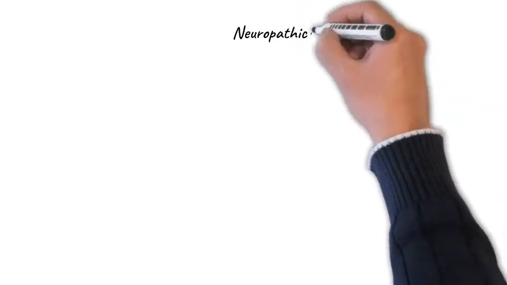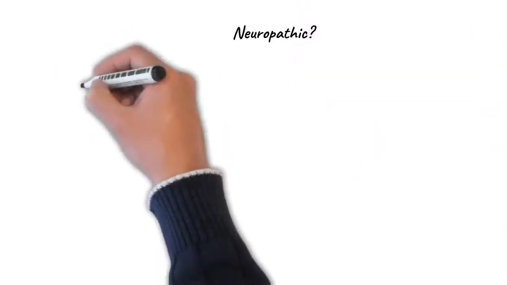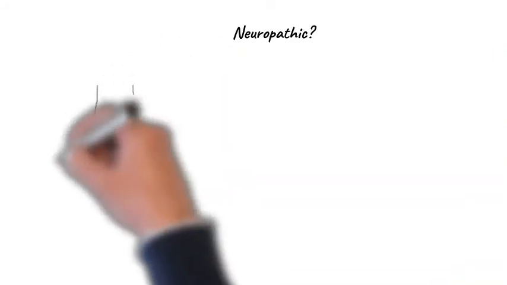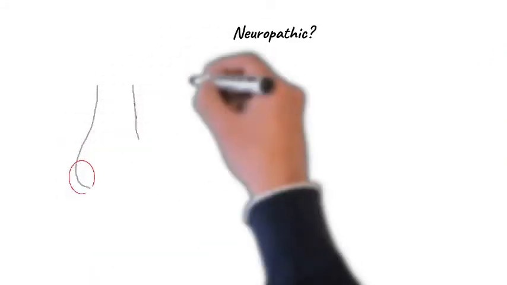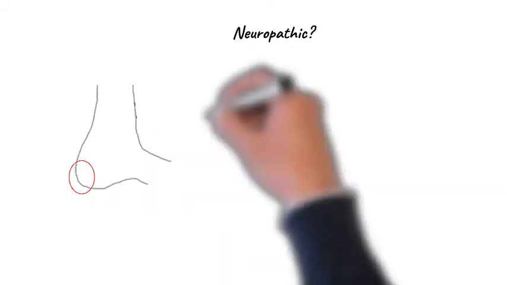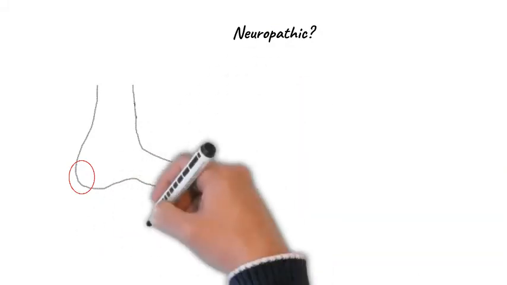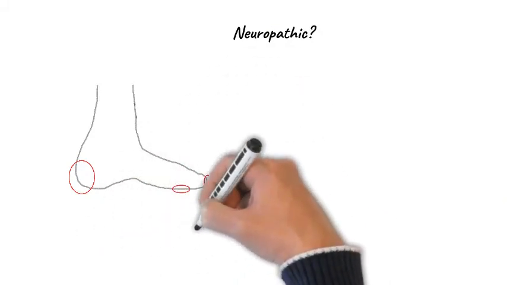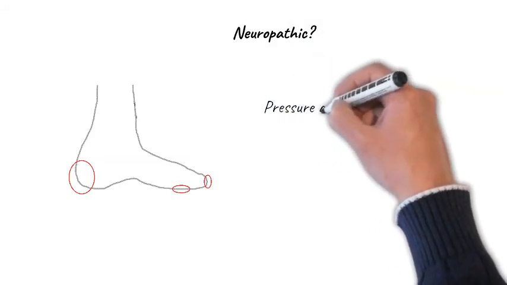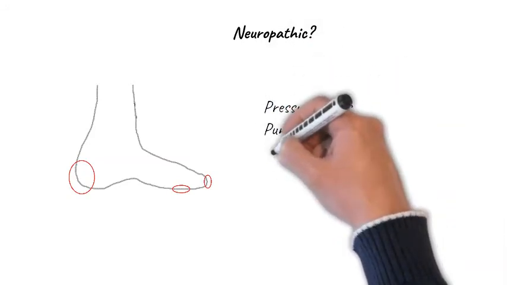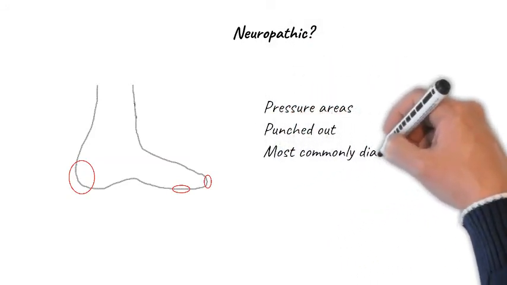Neuropathic ulcers tend to occur over the pressure areas, so tips of the toes, heads of the metatarsals, or the tip of the calcaneum. Classically, these are described as punched out, although in my experience they are often not punched out. And they most commonly occur in diabetics, although they can occur as a complication of any type of neurological disorder. There are a couple of key things to determine if you are dealing with a likely neuropathic ulcer.